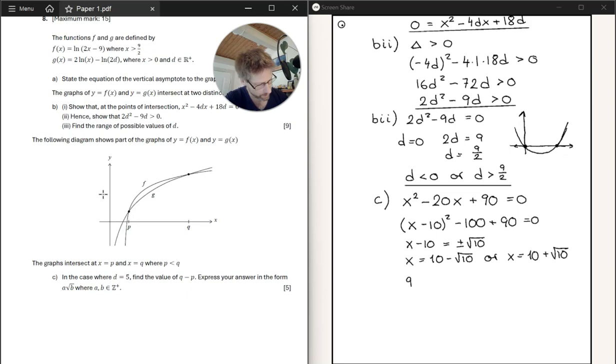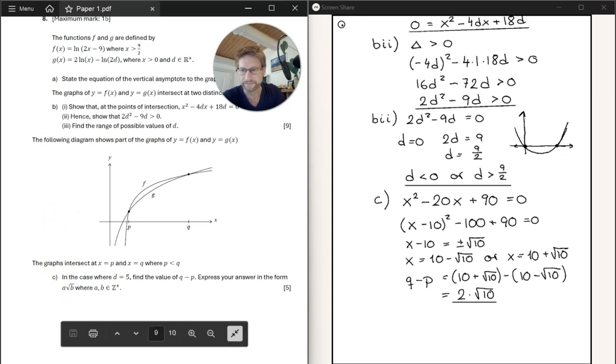So if we calculate Q minus P, that's what they ask for, then we do 10 plus the square root of 10, and we subtract 10 minus the square root of 10. Notice how important the brackets are. So when 10 and 10 subtract, they disappear, and we just get the square root of 10 plus the square root of 10. That's 2 times the square root of 10. And that's actually in the form they wanted, which is a positive integer times the square root of another positive integer. So that's the answer for part c.